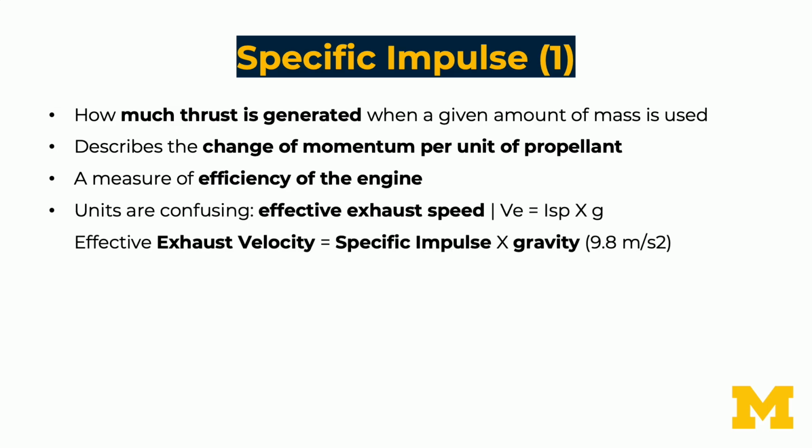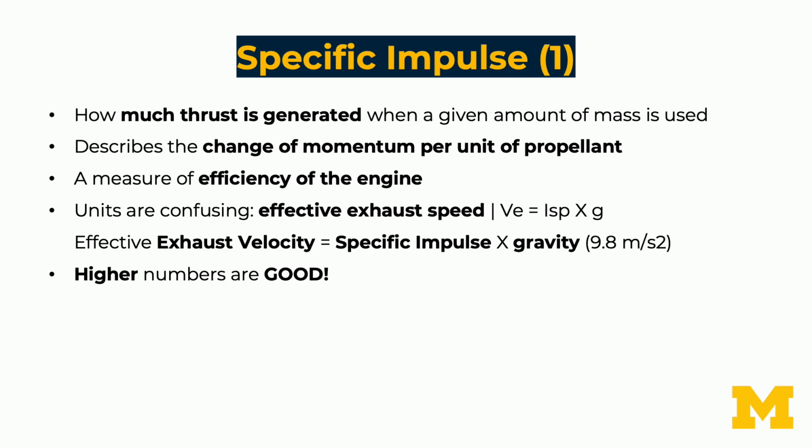And because the units are a little bit confusing, what we're going to do is talk about it as sort of an effective exhaust velocity. So if you take specific impulse, you multiply it by gravity, you get this effective exhaust velocity. So you can multiply the effective exhaust velocity times the mass flow rate, and that gives you the thrust of the engine. So that's why I like to use this effective exhaust velocity, because we can directly relate that to the thrust of the engine.